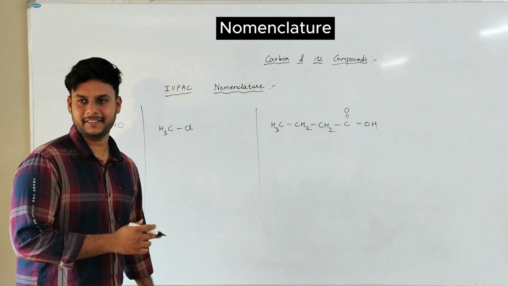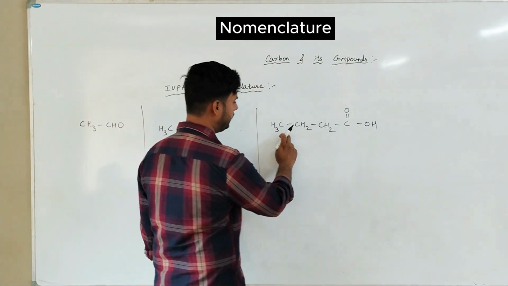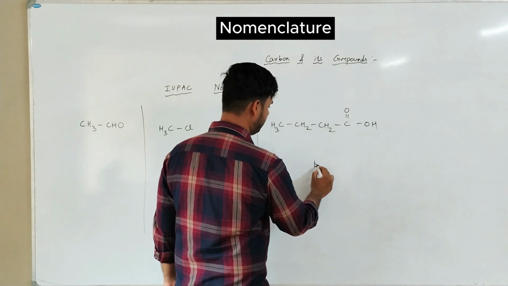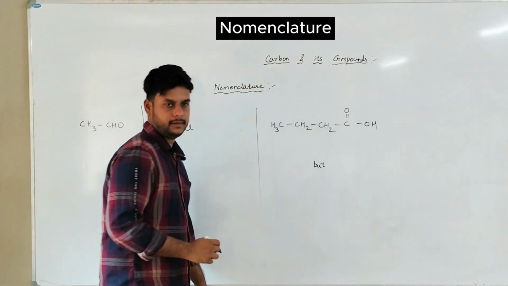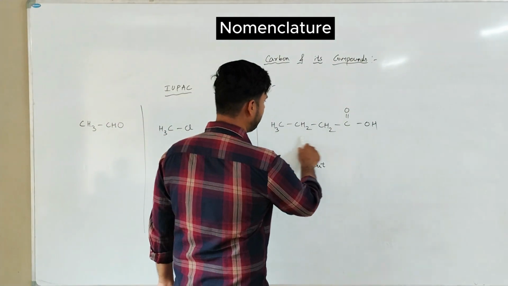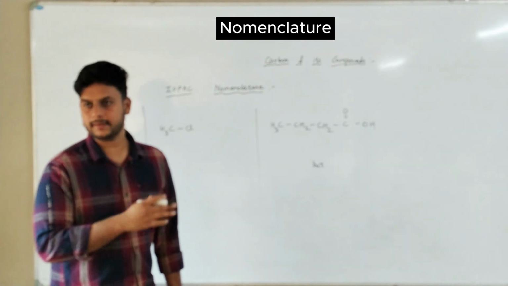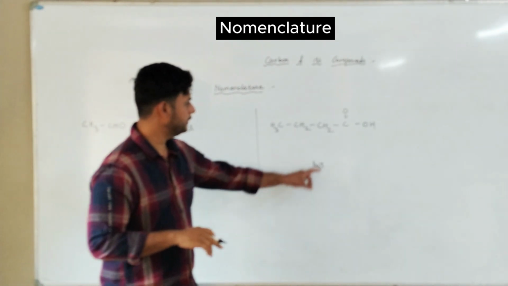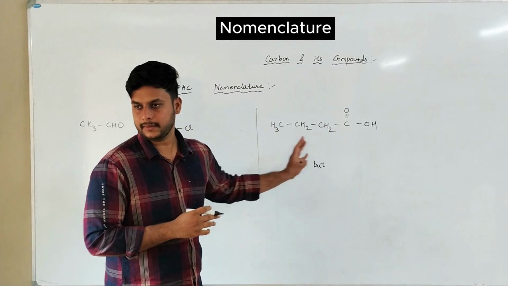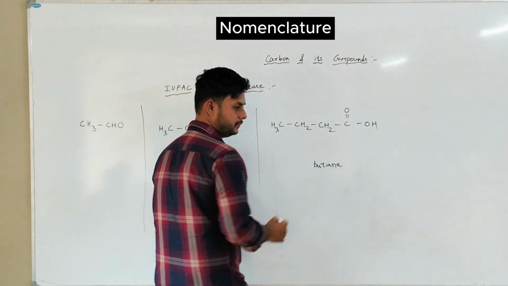Completed? Okay, stop writing here. Okay, next. First, how many carbon atoms are there here? 1, 2, 3, 4. So it is but. Next, after finding the carbon atoms, I should find the bonds between them. What are they? All are single bonded. If you see properly, between carbon and oxygen and between carbon and carbon, all are single bonded. So it is butane. Understood or no?